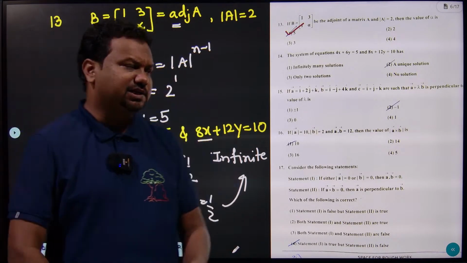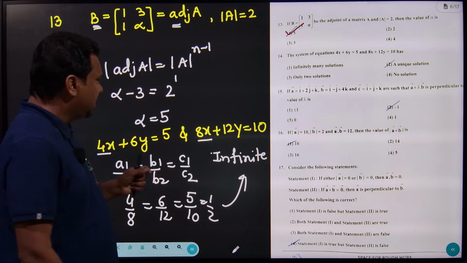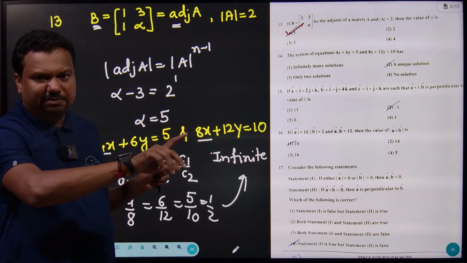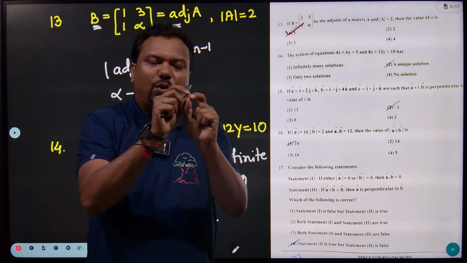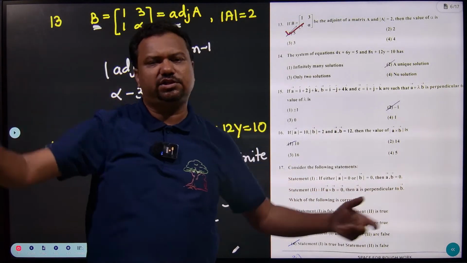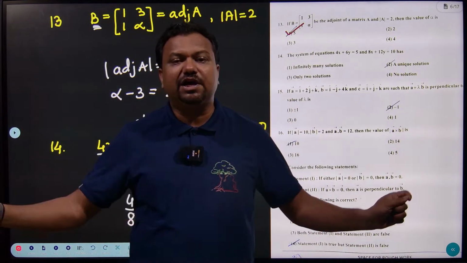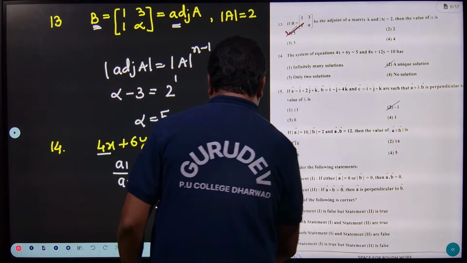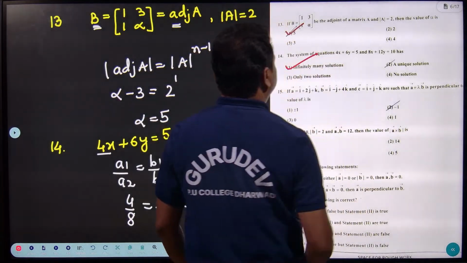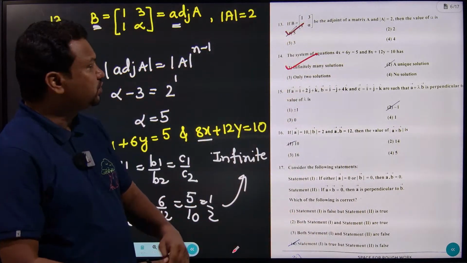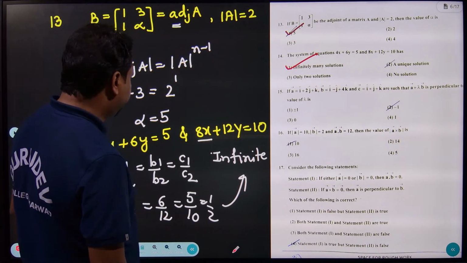What do you mean by that? See, we have only one equation. I repeat, you have got only one equation. One equation is multiplied by 2. It means we are talking about only one straight line. One straight line can have how many solutions? Of course, as many as x, so many y. Therefore, it will have infinitely many solutions. Hence, I will go with option infinitely many solutions. Clear? So let's go for the 15th one.